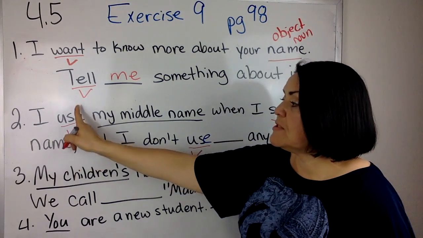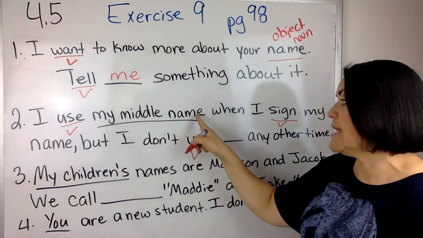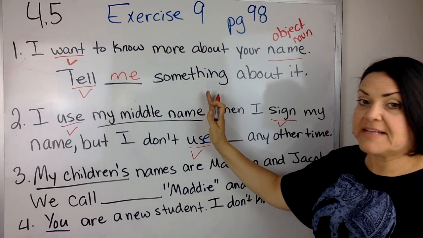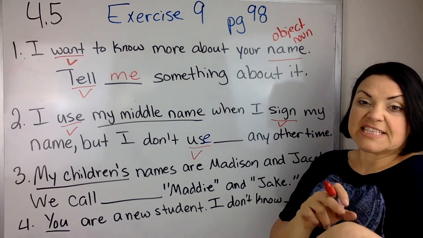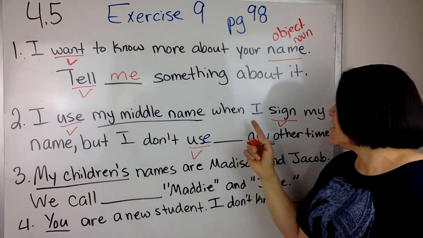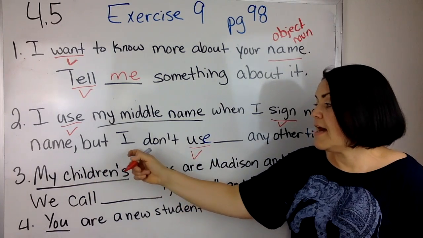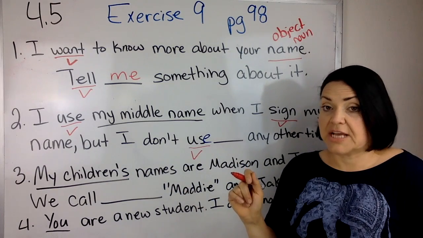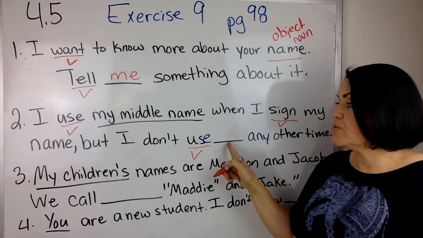So here's use, they use the subject pronoun at the beginning. I use my middle name. Okay? That could be a sentence by itself. I use my middle name. When is like time. When I sign my name. I sign my name. But I don't use. So here we have the subject pronoun. Here's the verb. I don't use.